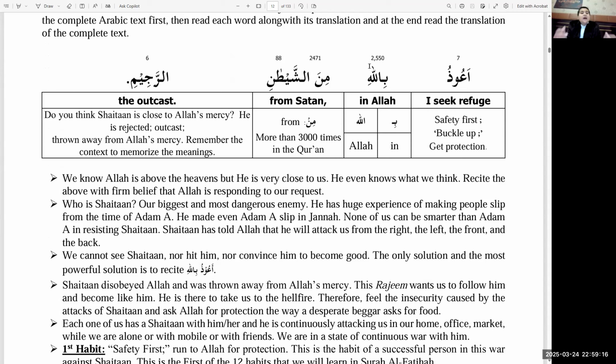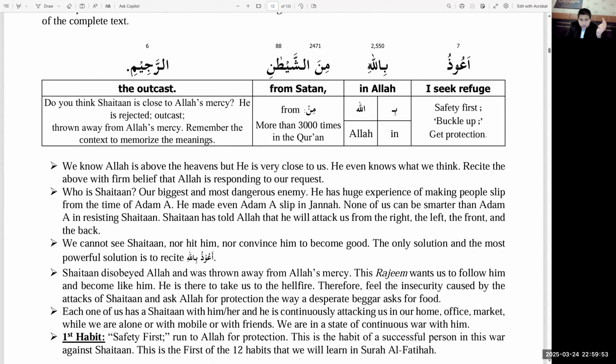Shaitan disobeyed Allah and was thrown away from Allah's mercy. This Rajim wants us to follow him and become like him. He is there to take us to the hellfire. Therefore, feel the insecurity caused by attacks of Shaitan and ask Allah for protection the way a desperate beggar asks for food. Each one of us has a Shaitan with him or her, and he will continuously attack us in our home, office, the market, while we are alone, or with mobile, or with friends. We are in a state of continuous war with him.